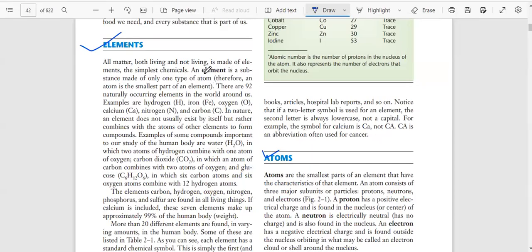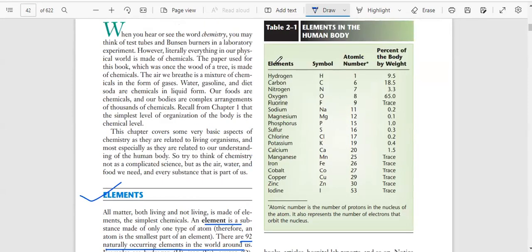So an element is a single substance. In our earth, there are basically 92 naturally occurring elements in the world around us. So here we have the elements. We need to remember the element symbol. This is the most important.